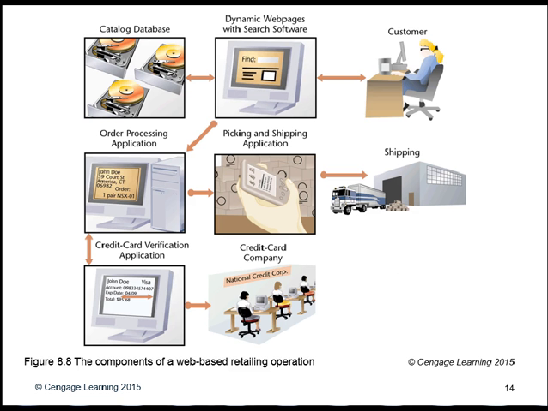Here we see the components of a web-based retailing operation: a catalog, a search service that allows you to search the catalog and then to process an order, and then you have a picking and shipping application once an order is made, credit card verification to make sure that the payment is legitimate, and then shipping, of course, to send it out.